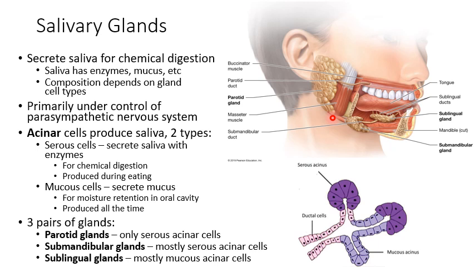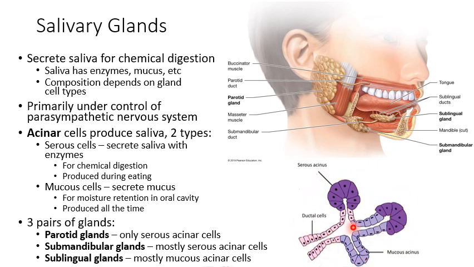during eating. Then you have the submandibular glands that are mostly the serous acinar cells, but also some mucus cells. So when this gland is activated, it's going to be producing saliva that has a lot of digestive enzymes, but also some mucus. Then finally, you have the sublingual gland that is mostly the mucus acinar cells. So its saliva is going to be mostly, a lot of mucus with just a little bit of the digestive enzymes.